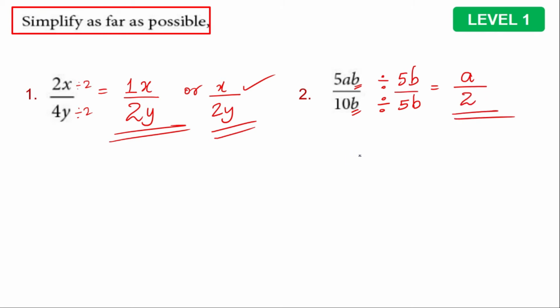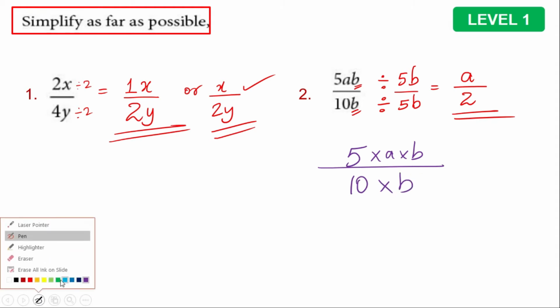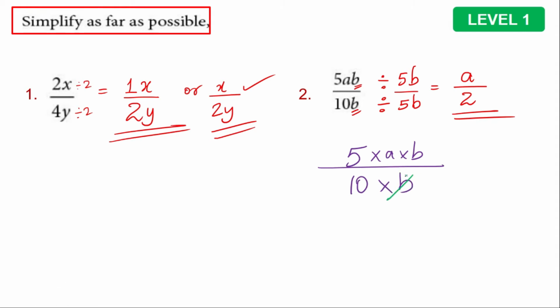Now some students even feel comfortable writing it in this way: 5 times a times b over 10 times b. You can use the cancellation method where the common terms can be cancelled. This is 1 time and this is 2. So you have a over 2. This method can also be followed. Either way, the answer remains the same. Moving on to level 2.